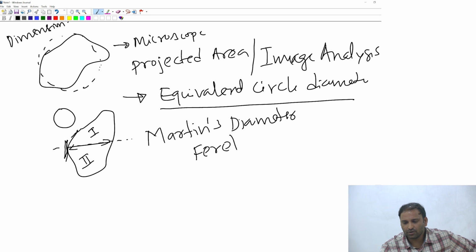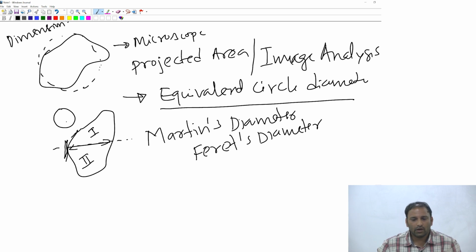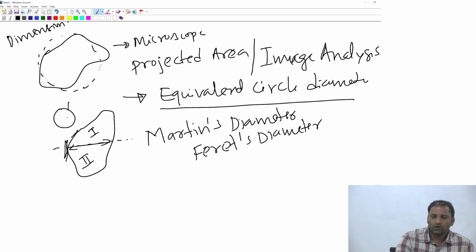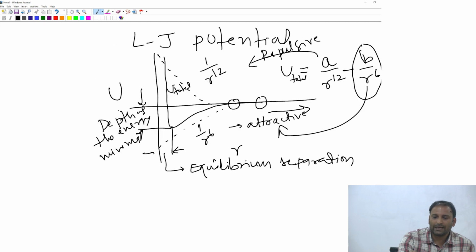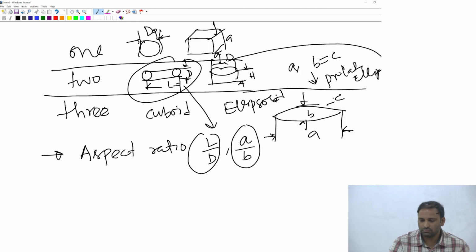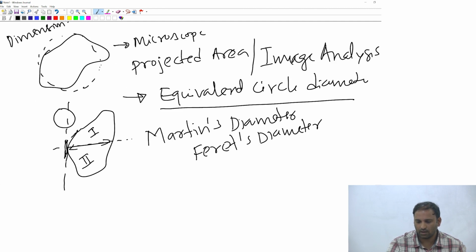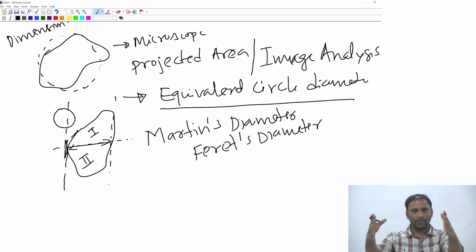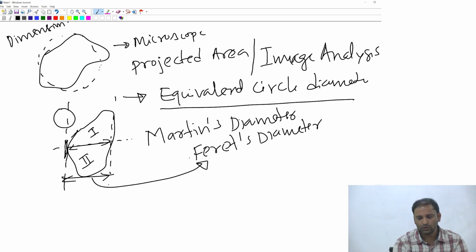There is also something called Ferret's diameter. In this, you construct two tangents. When you construct two parallel tangents that exactly encompass the particle that you have, the distance between these two tangents is what is called Ferret's diameter.